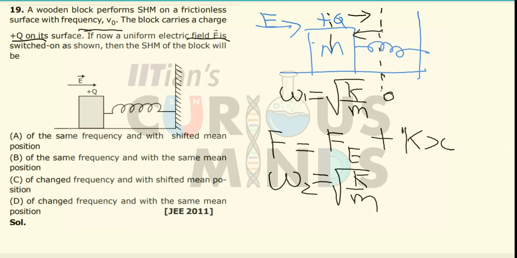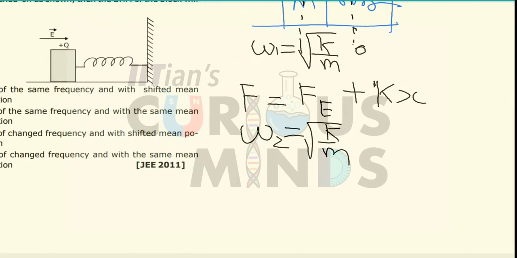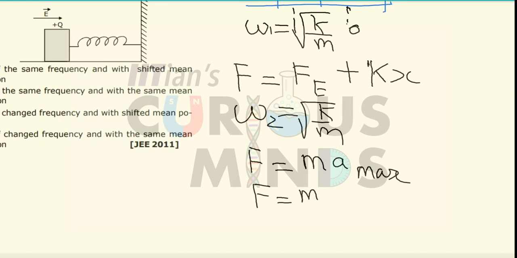But if I consider the point at which it was moving with a certain amplitude, now how is the amplitude obtained? Amplitude will be obtained from F equal to m a. The a is max over here, which will be equal to omega square a, which will be omega square a.